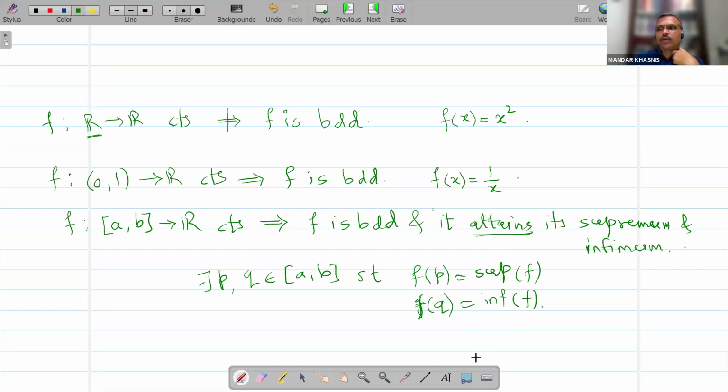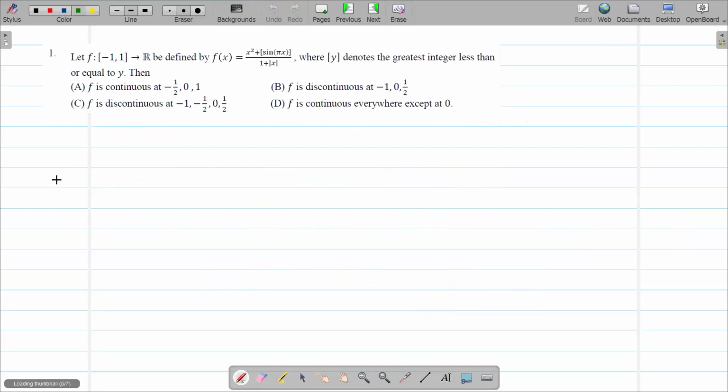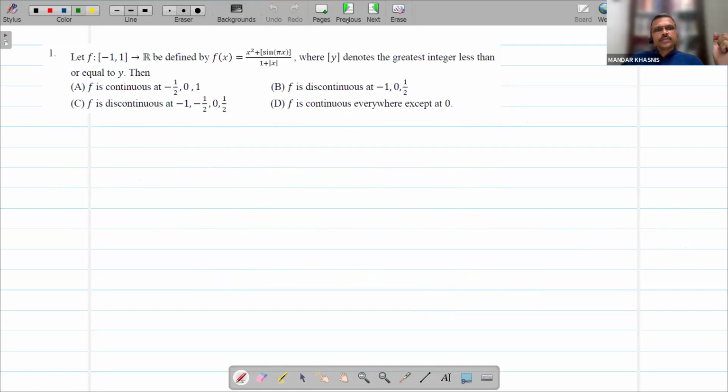So this is what I wanted to say about continuity and boundedness. Is it fine? Shall we move on? Yes, sir. Thank you, good.